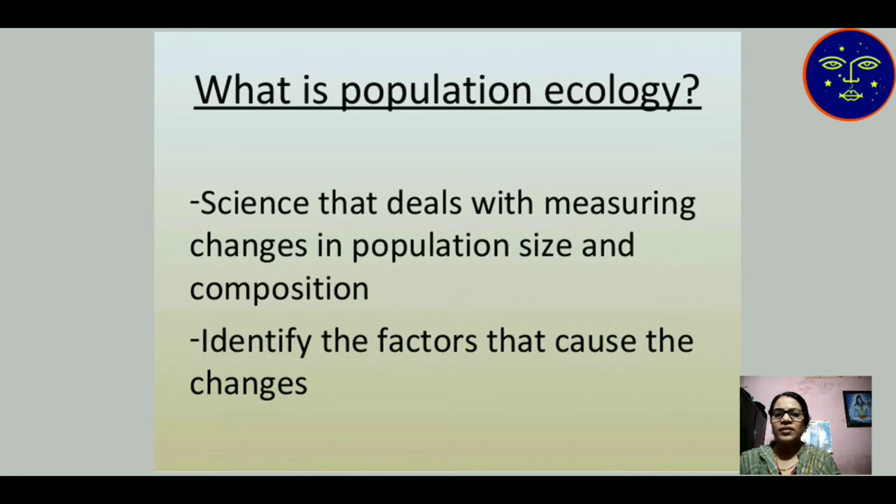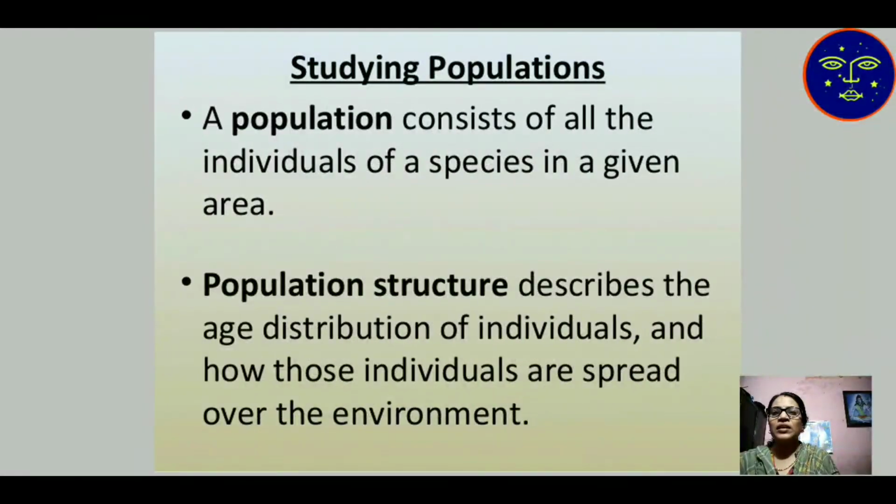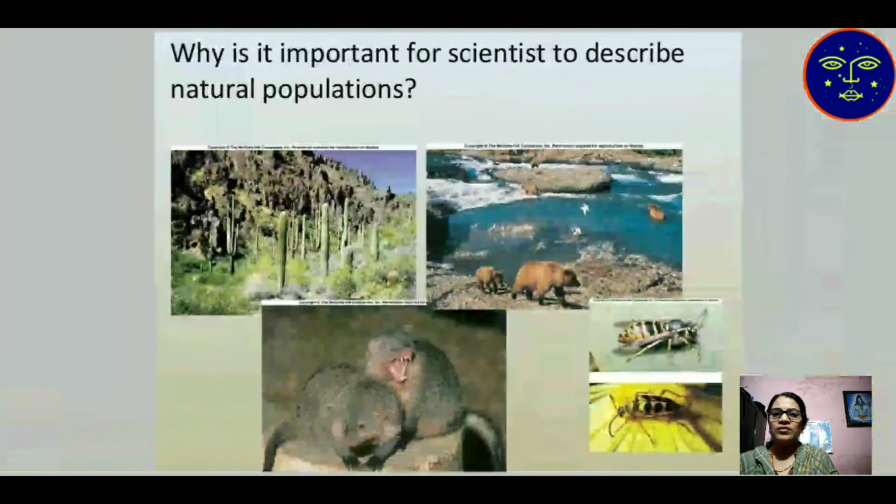Identify the factors that cause the changes. The factors that affect the population are studied in population ecology. Then studying population. A population consists of all the individuals of a species in a given area. The population structure describes the age distribution, in which age all the individuals are present, and how those individuals are spread over the environment.